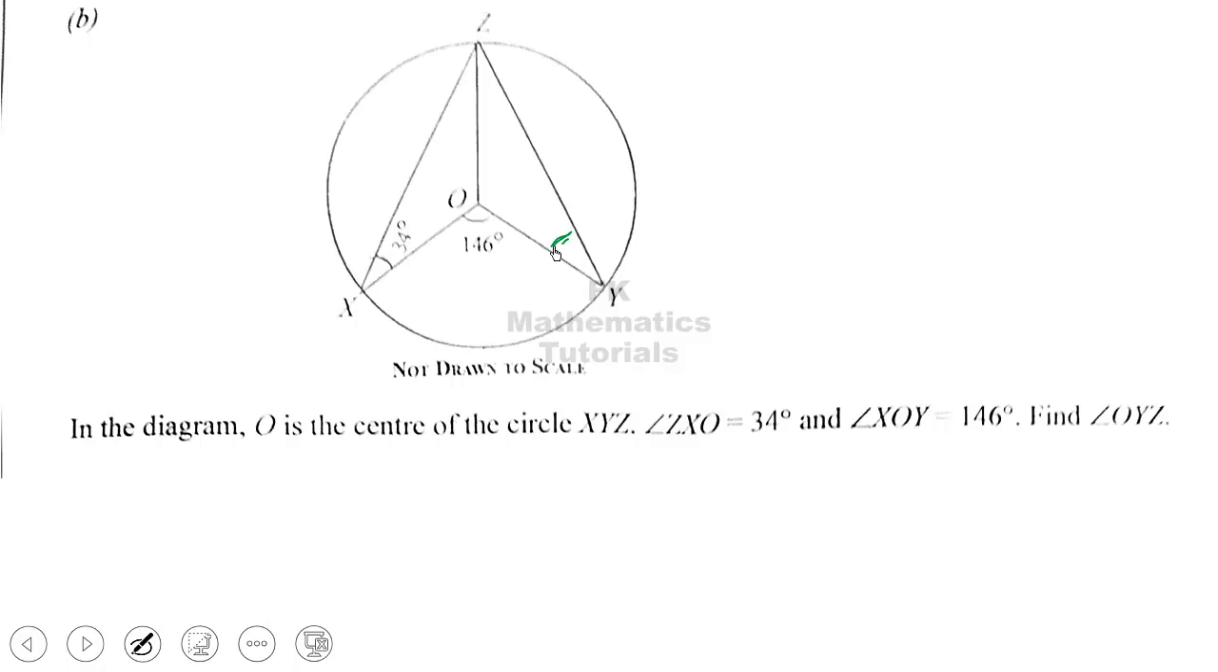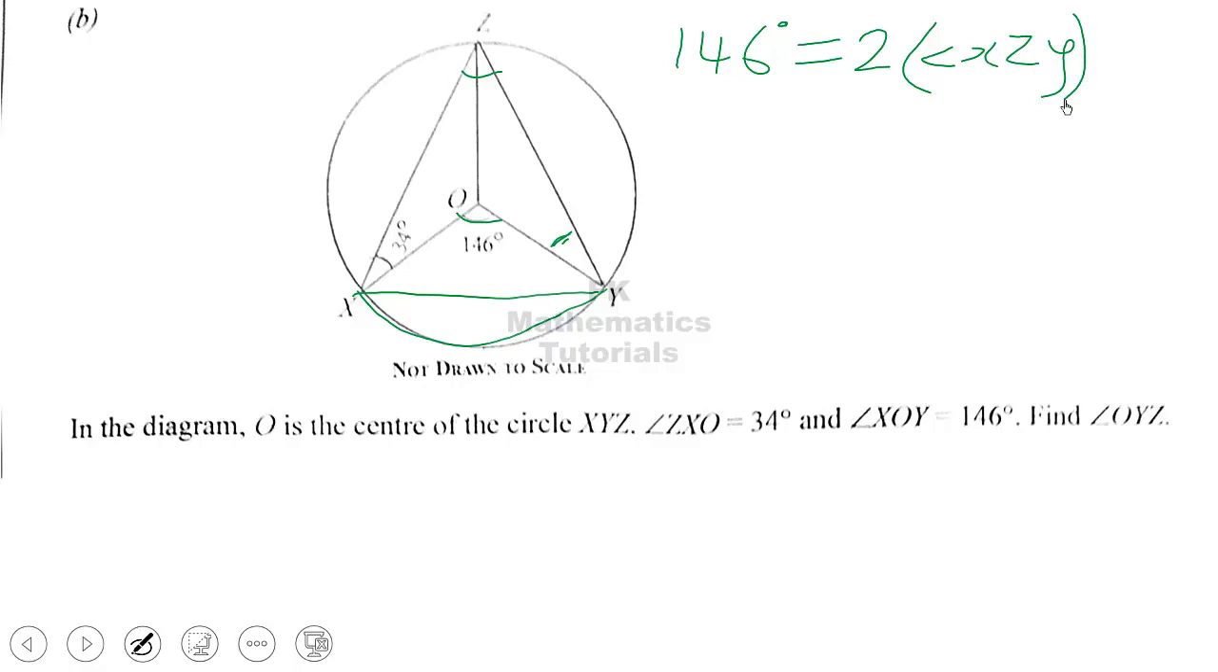So we'll start by using the relationship between angle at the center and angle at the circumference, created by the same arc XY or the same chord XY. The relationship is that the one at the center, which is 146, is equal to 2 times the one at the circumference, which is angle XZY.